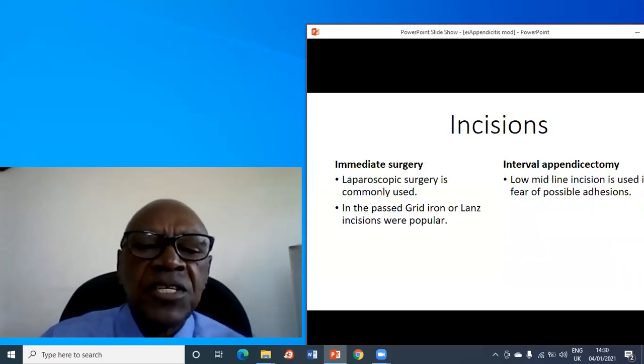Incisions. Immediate surgery. For immediate surgery, laparoscopic surgery is commonly used. In the past, gridiron or Lanz incisions were popular. Interval appendicectomy. Low midline incision is used for fear of possible adhesions.